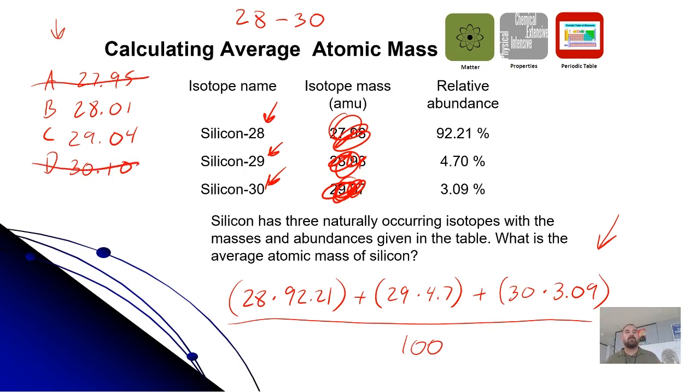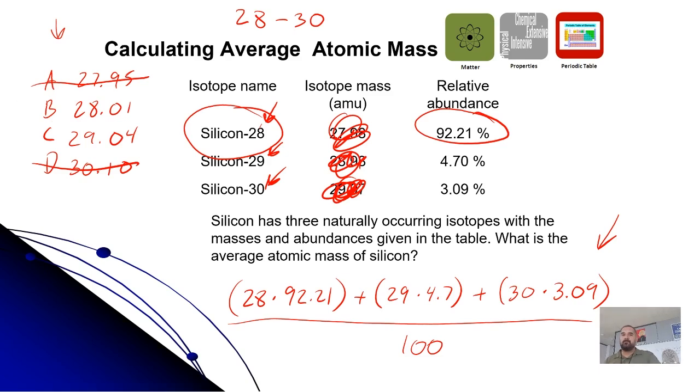Now, another thing we can do is look at our abundance. Isotope 28 makes up 92% abundance. So our answer should be very close to what? It should be very close to 28. B is going to be the closest to the correct answer. That is not the correct answer, though. So what is the correct answer?